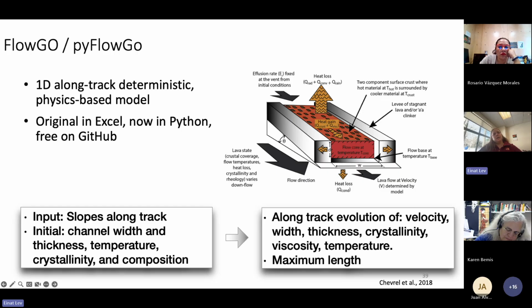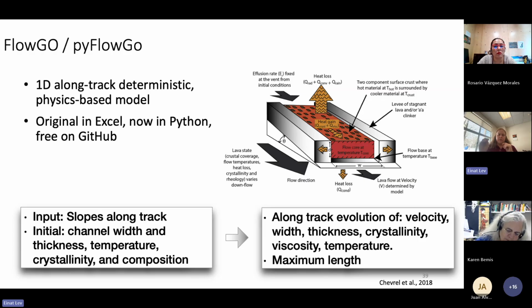Specifically, let's go to details. PyFlogo is 1D. You give it a track of topography, so like distance and slope, as input, and then give it some initial channel width and thickness, temperature, crystallinity, and composition to calculate viscosity. Then it provides as output a along-track evolution of velocity, width, thickness, crystallinity, viscosity, temperature, and where would the lava stop? Where would it develop?